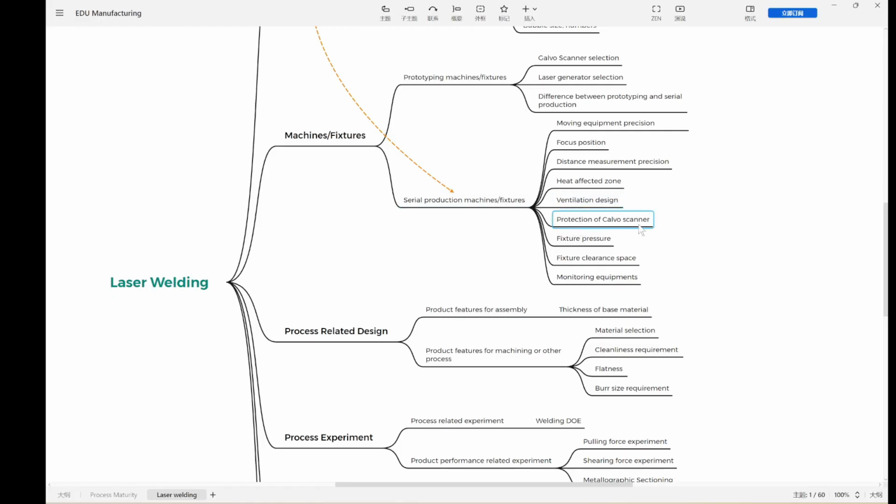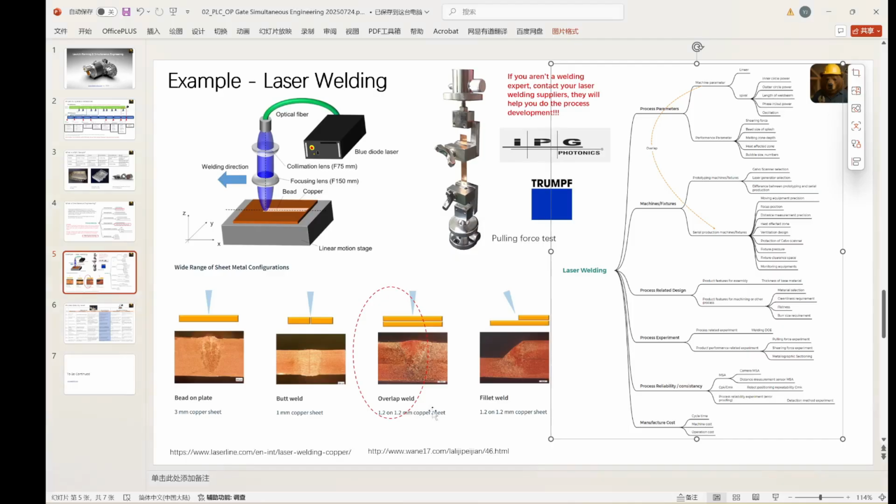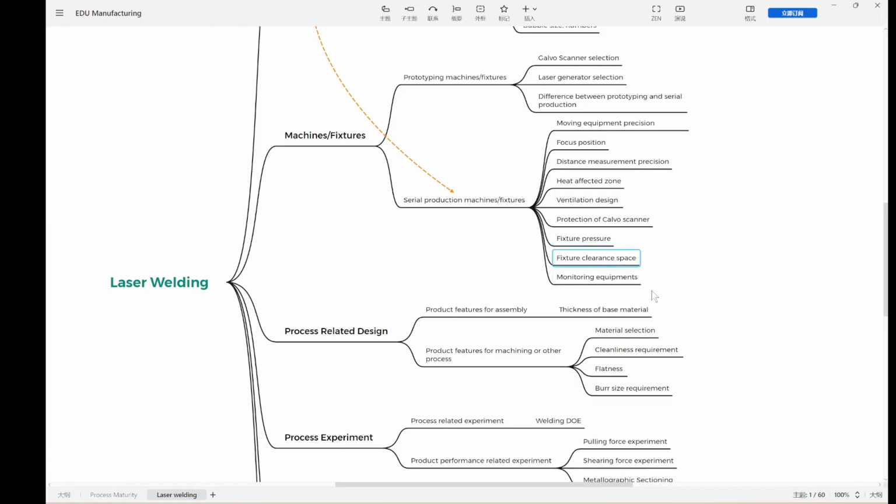And the protection of the galvo scanner. The galvo scanner could be polluted, so you need to make sure it will not be damaged by your copper splash. And the fixture pressure. If you put pressure on two layers of copper, you need to take care of the pressure, not too big, not too small. Make sure the two layers of copper combine together. And the fixture clearance space, of course, and monitoring equipment, like I just mentioned. You will be monitoring a lot of stuff.